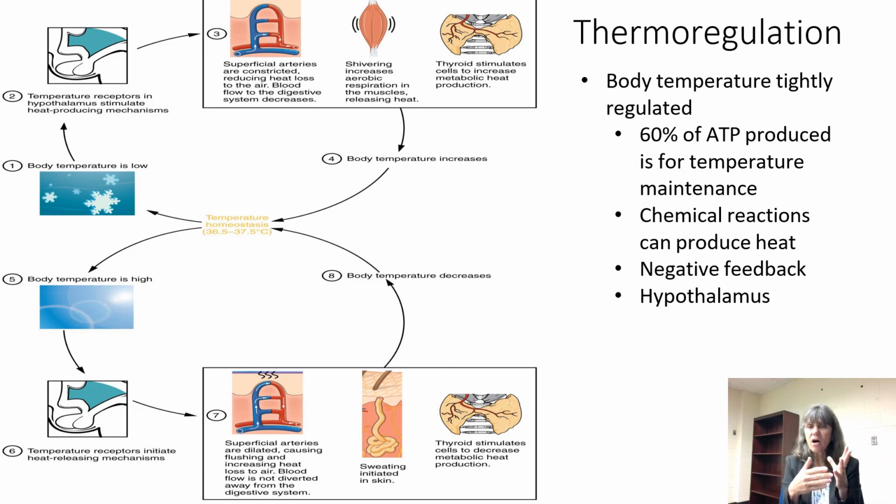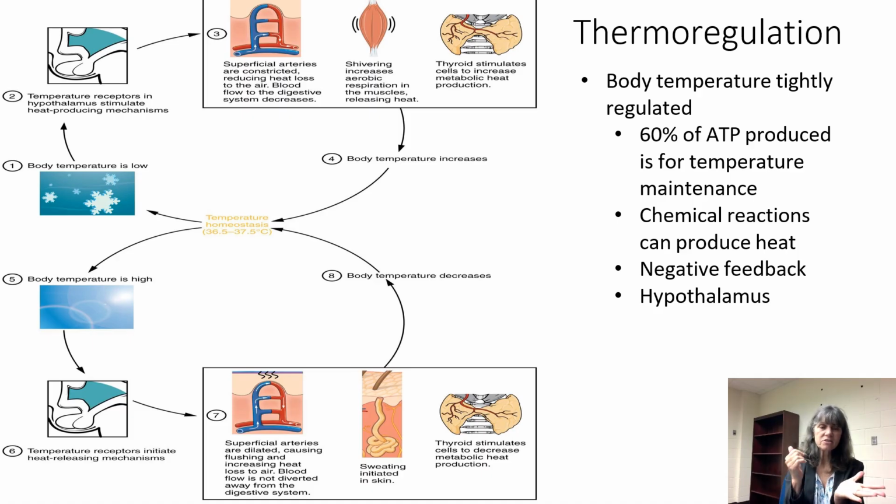And the thyroid gland will also be stimulated to increase the production and release of T3 and T4 because those are metabolic hormones. And so we get these chemical reactions that can produce heat. Negative feedback mechanisms, the hypothalamus is involved, and that can help to raise body temperature if body temperature falls.